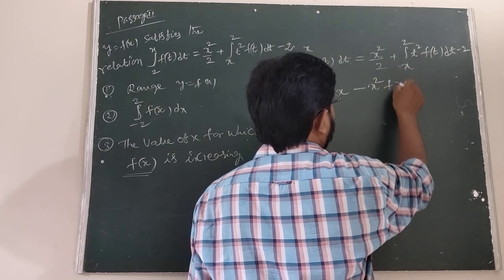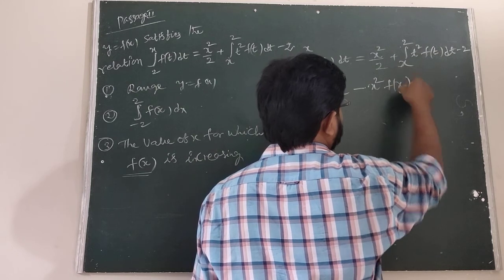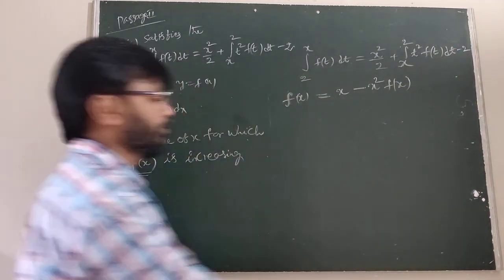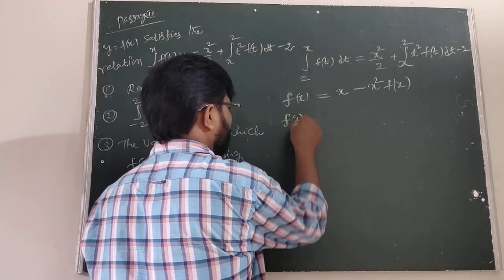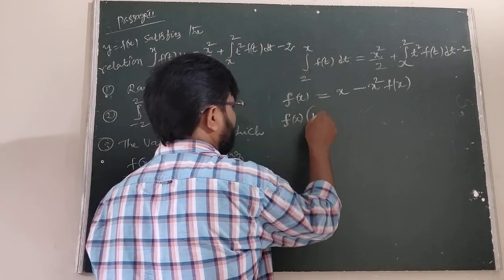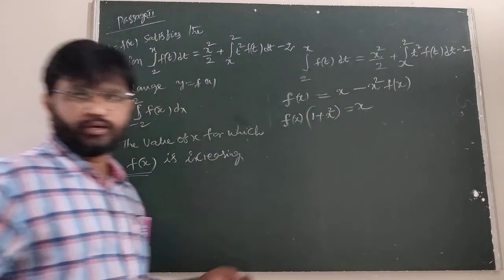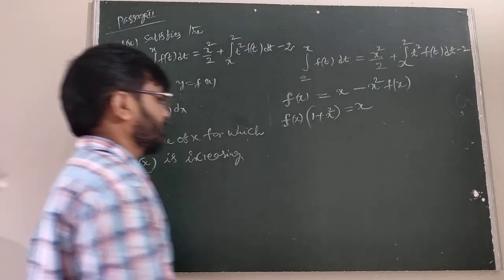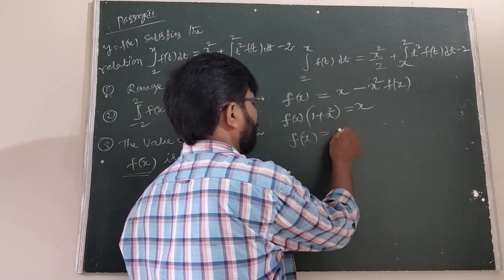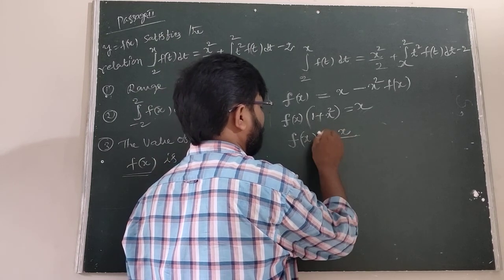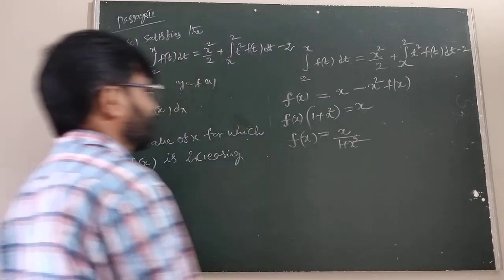This is the f of x. F of x, the derivative of x is 1. The derivative of 2 is 0. Okay. Now we are taking the common factor f of x. When we take f of x, this is 1 plus x square equal to x. Okay. 1 plus x square equal to x. Therefore, now we can write f of x equal to x by 1 plus x square. This is the f of x.